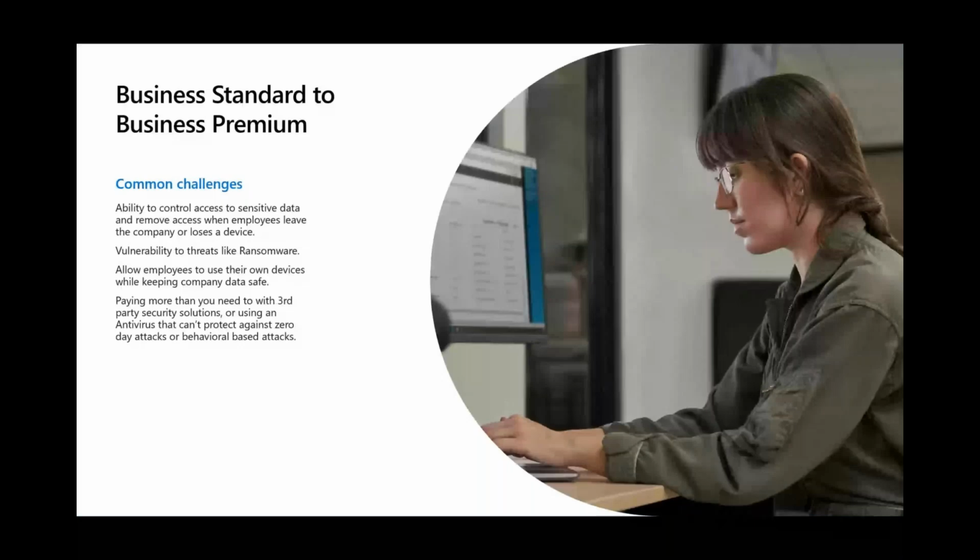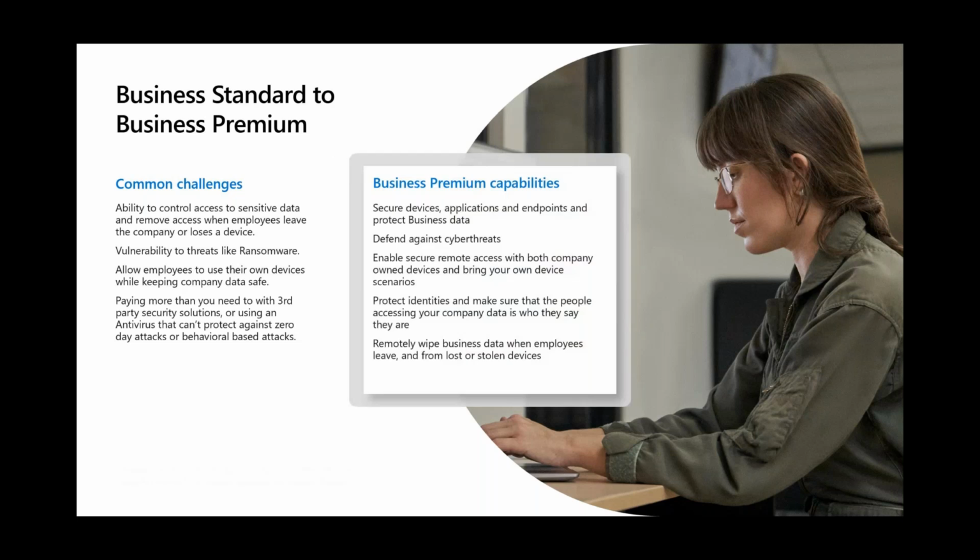Okay, so in summary, here are some of the common challenges that SMBs have to deal with. The ability to control sensitive data, remove access to employees who maybe leave the company or who have lost a device, vulnerable to threats like ransomware. They want to allow employees to use their own devices, but they need to make sure that your corporate information is being kept safe. Lots of people are paying potentially more than they need with all these different third-party security solutions to protect against things like antivirus and device management. And with Business Premium, we answer a lot of those problems.